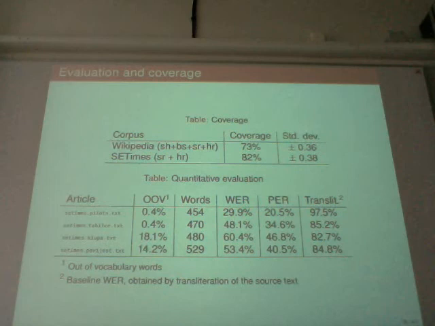This is the baseline transliteration. Basically, the source is transliterated into Cyrillic and used in the results. The numbers are a bit strange because our translator didn't really understand what he had to do. He did a lot of style changes in the text we were giving, so we got really awful numbers.